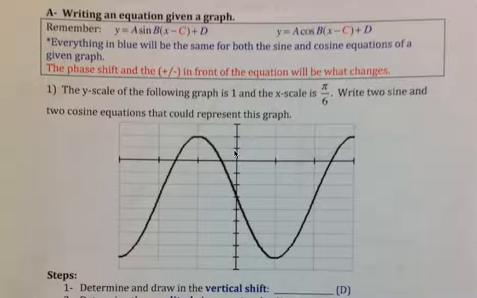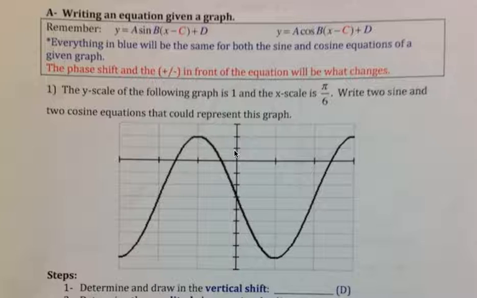In this video, we will look at writing equations of sine and cosine graphs, given a graph or given the information. First thing you're going to want to do is figure out your vertical shift line. That's going to be the easiest way to determine your amplitude, your starting and stopping points, and everything like that.